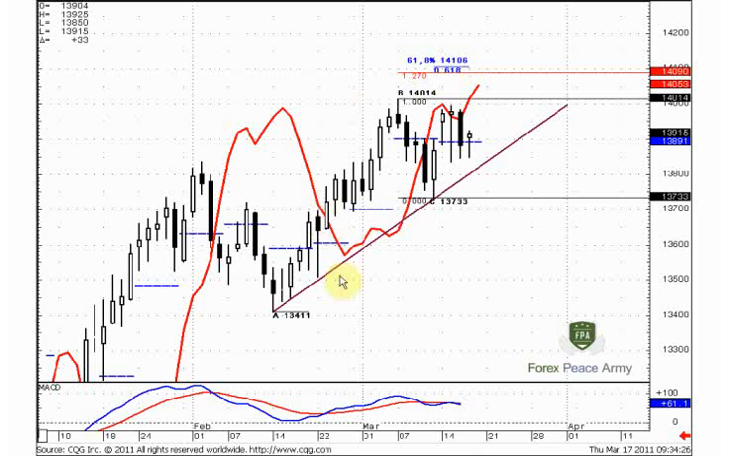This target is the 618 expansion from this ABC pattern. Also, as you remember, this is the same level, 141 roughly. This is the target of the possible three drive sale: first drive, second drive, third drive.